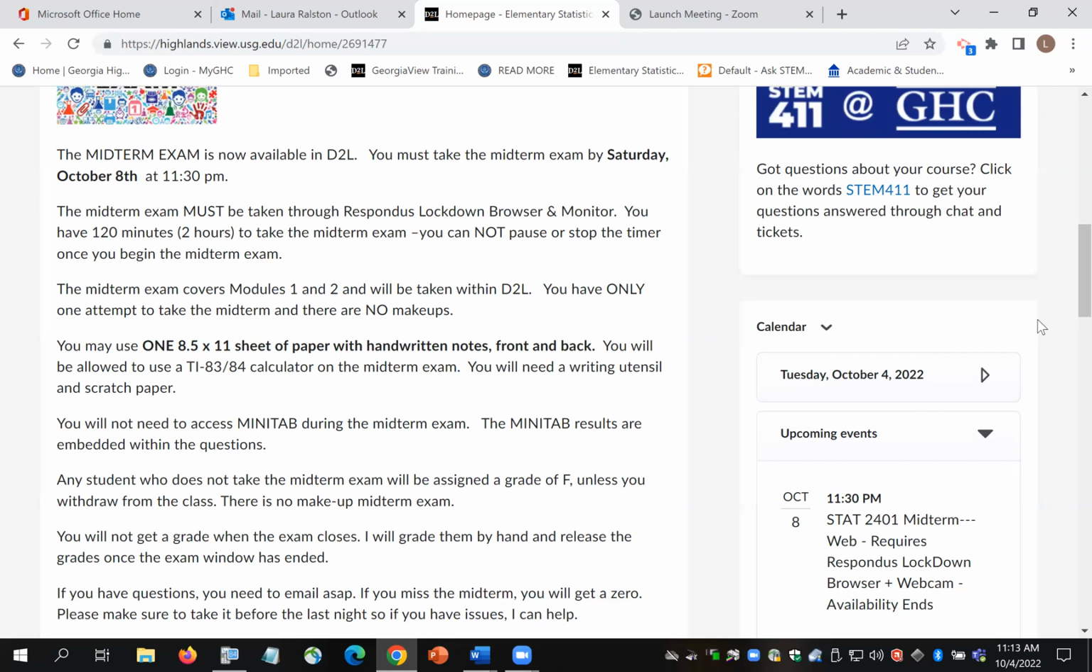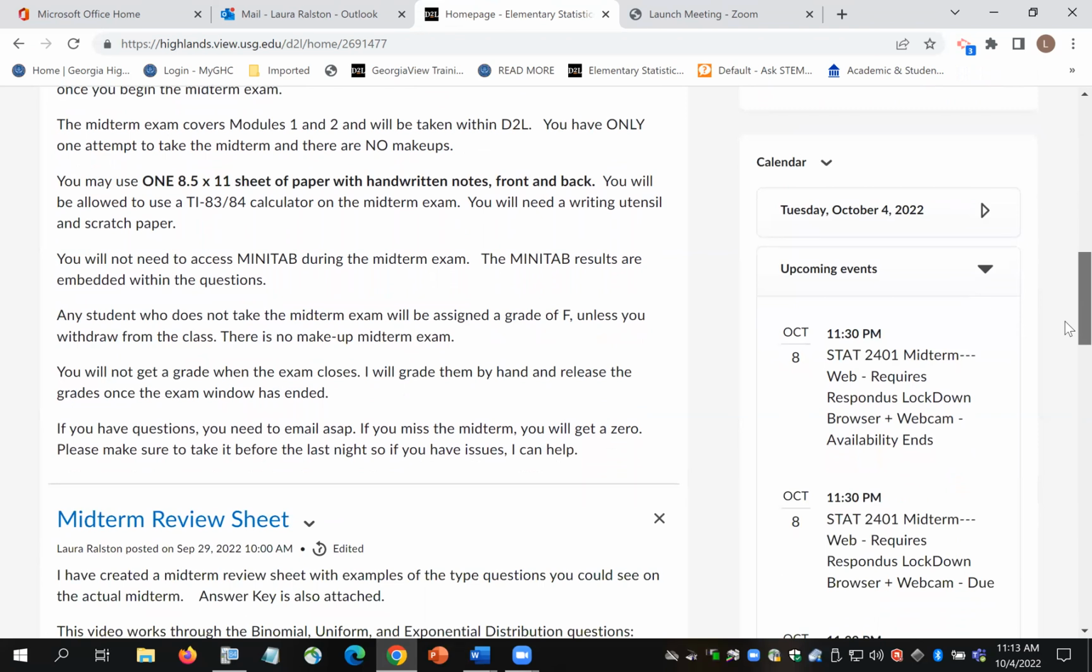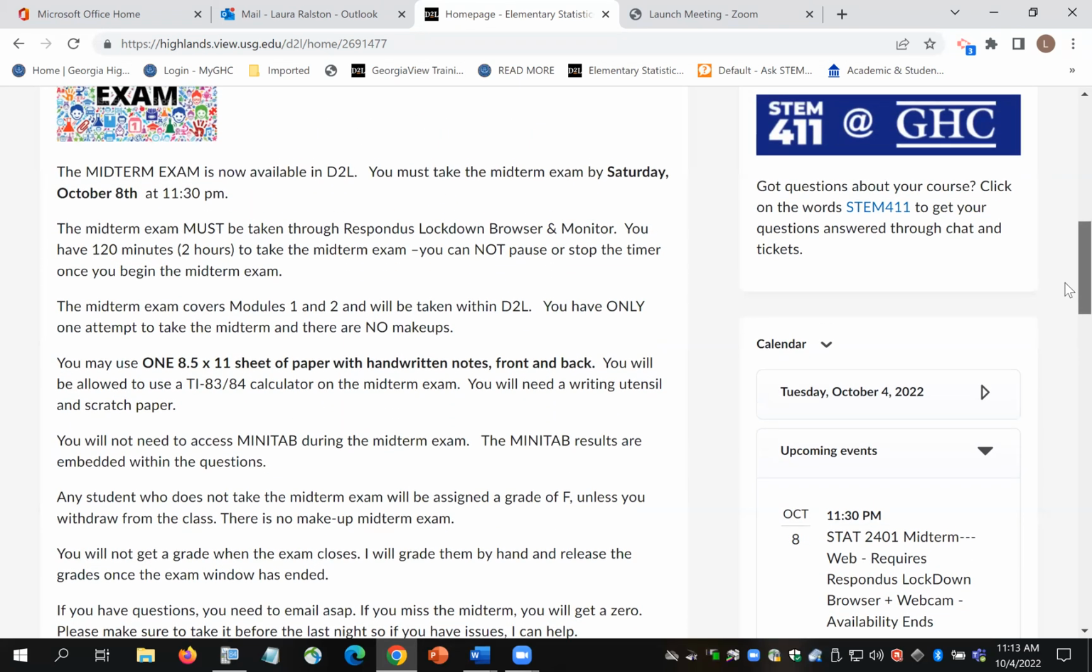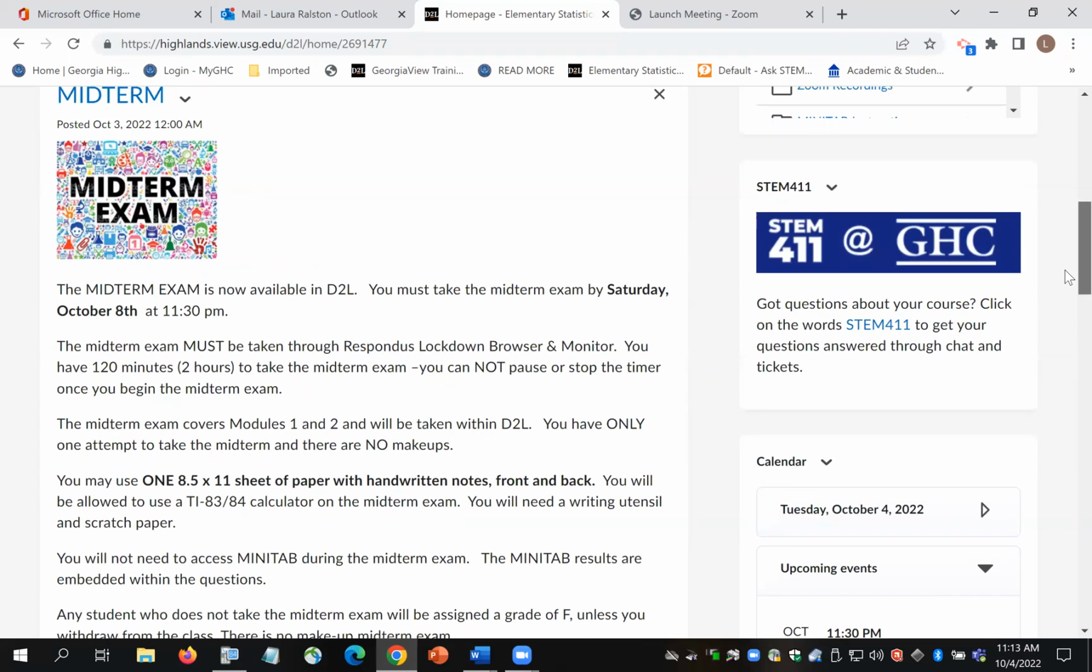The other thing is, you don't automatically get a grade once you submit the exam, because there are some questions that I have to go in and manually grade. I do try to monitor the submissions and grade those as quickly as I can. Okay, so you have the midterm that's due by Saturday, October the 8th at 11:30 p.m.